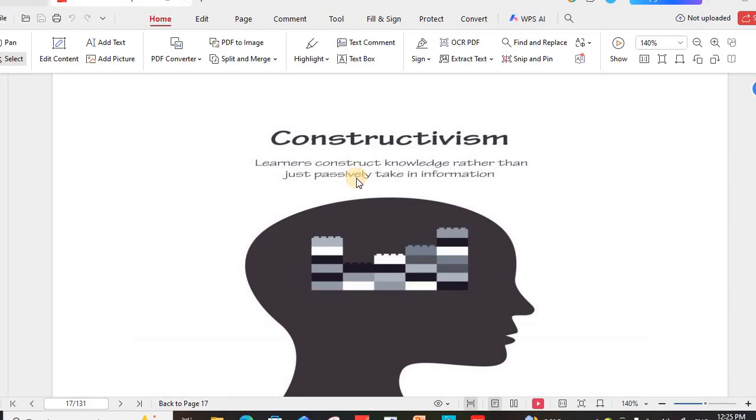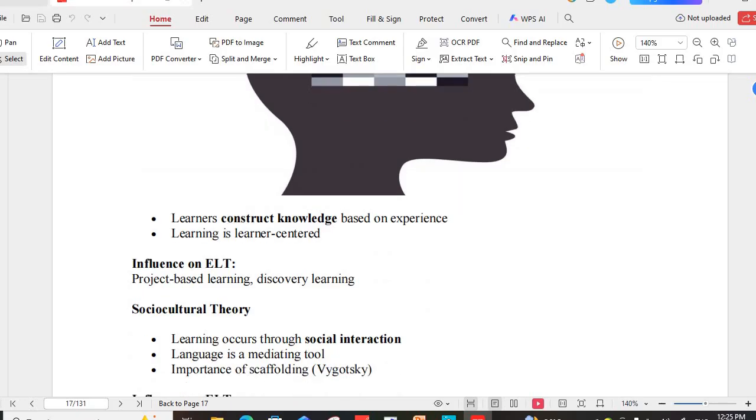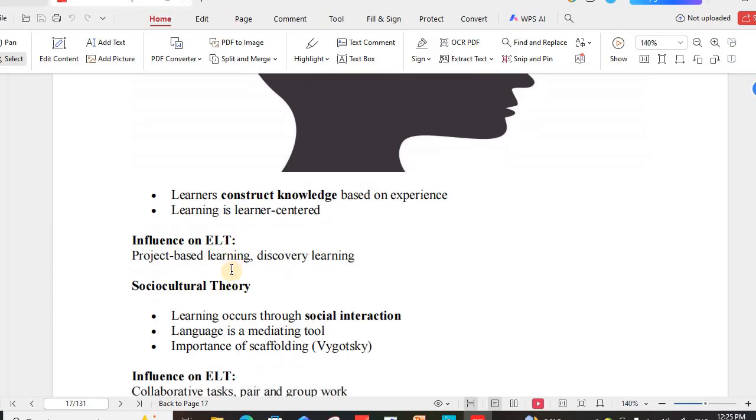So this is constructivism, where learners construct knowledge based on their experience. And learning is learner-centered, where the whole learning process is around the learners, not teacher-centered, where the focus is mainly on the teacher explaining everything and the students sit passively listening to the teacher. So this is why it influences the ELT area, because it's project-based learning, which shows discovery learning.